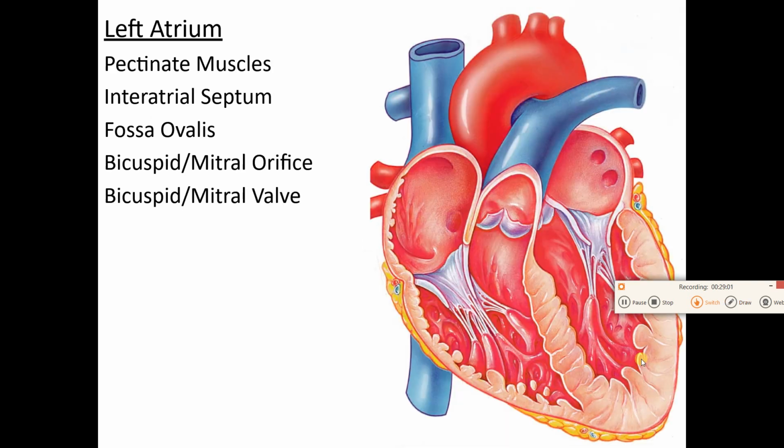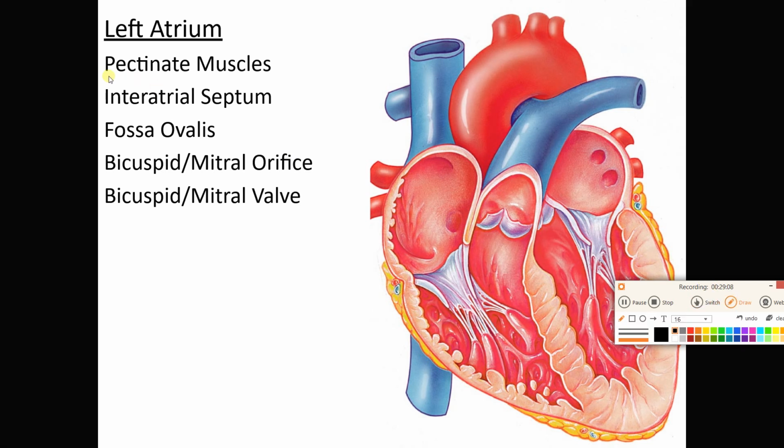Now let's look on the inside. On the inside, I don't see them in this picture, but there are pectinate muscles. There is an interatrial septum. It's hard to see because it's hidden by the pulmonary trunk and the aorta here. There is a fossa ovalis. I can't see it in this view, but it exists. These are things we had on the right. We also have them on the left.